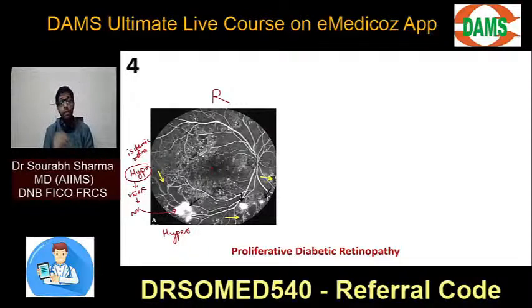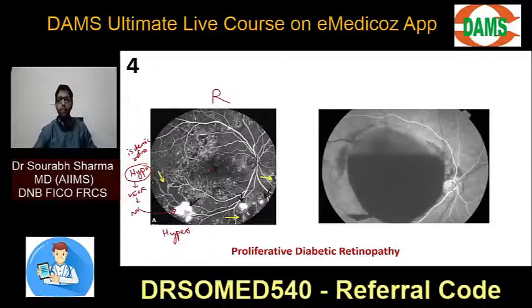Now if there is a lot of blood leaking from the new vessels, where will it go? It is above the retina, I told you. The blood can go into the vitreous. There can be vitreous hemorrhage. So if there is a vitreous hemorrhage, that is also proliferative diabetic retinopathy. If there is blood in the vitreous, this is vitreous hemorrhage.